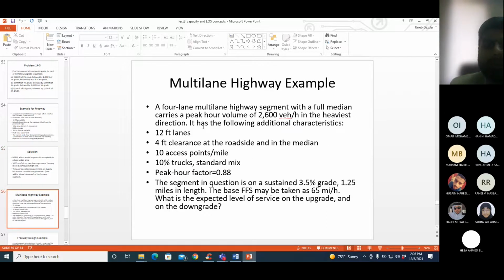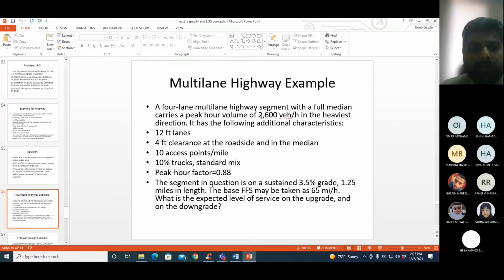Now moving on to multi-lane highways. 4-lane multi-lane highway with a full median, peak hour volume 2600 in the heaviest direction, 12 feet lane. You can see here in this example as well as the previous example, the values that were used were all for one direction at a time. And this is what you have to do for your term project as well. You calculate level of service for each direction separately. And you will follow the same procedure, except the free flow speed is not to be calculated. It will be the mean speed from the spot speed data of second submission.